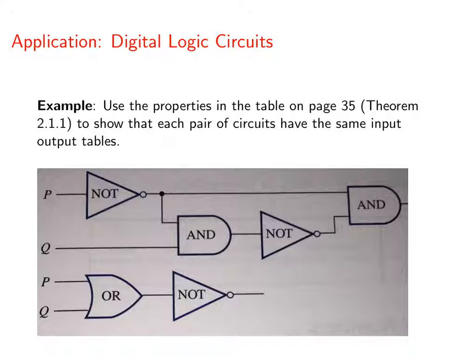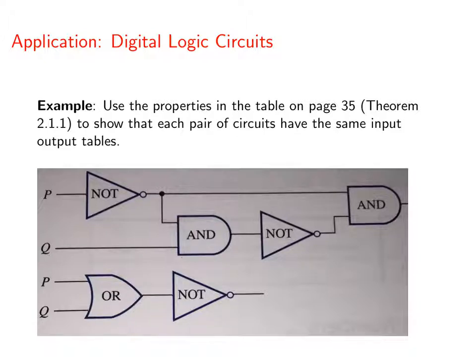All right, so here's an example. There's two different circuits here. There's this circuit up here, which is more complicated, and then we've got a circuit down here. We'd like to show that these are equivalent. Now, they're not the same circuit, but they're equivalent in that whatever we put in for P and Q, we're going to get the same output.